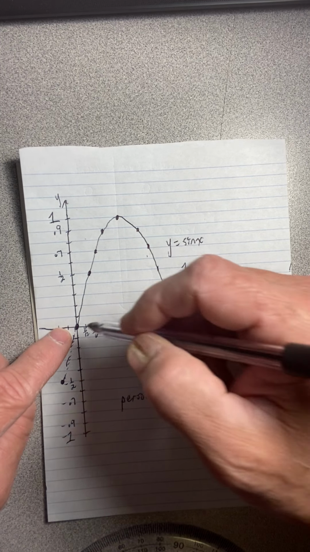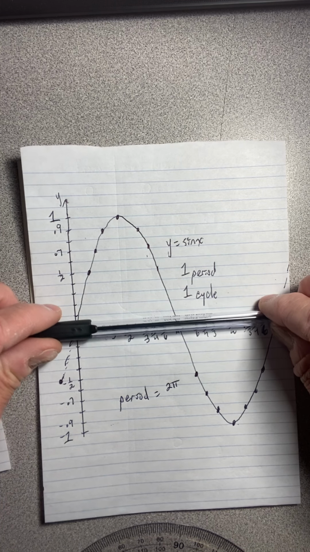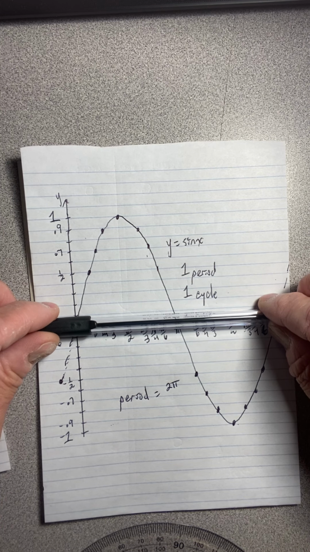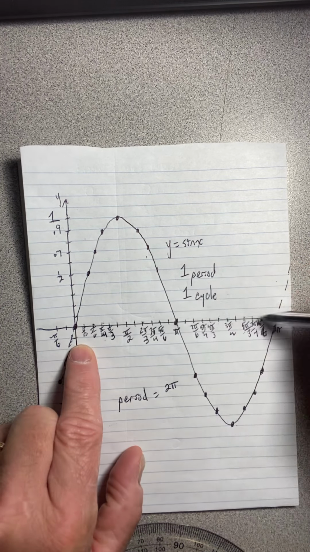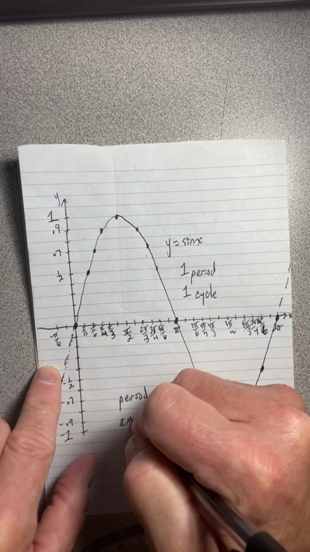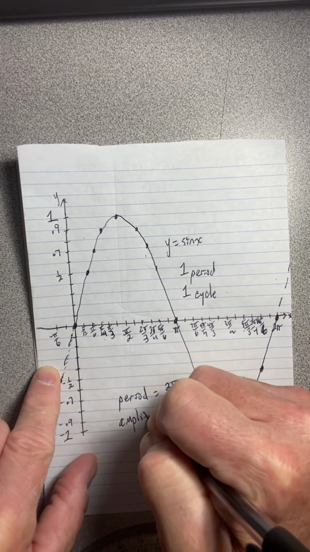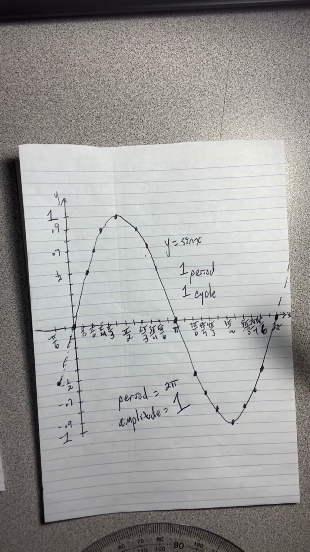And so the height from that median line or center line to the highest point is called amplitude. So the distance from this 0 line up to the highest point, which is 1, is called the amplitude. So the amplitude is 1.